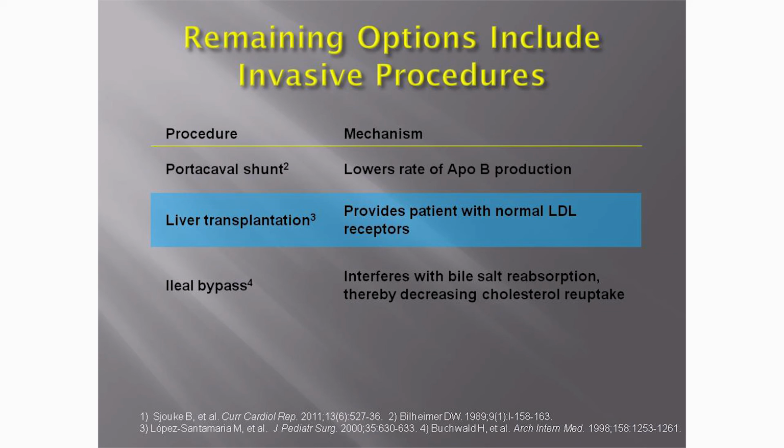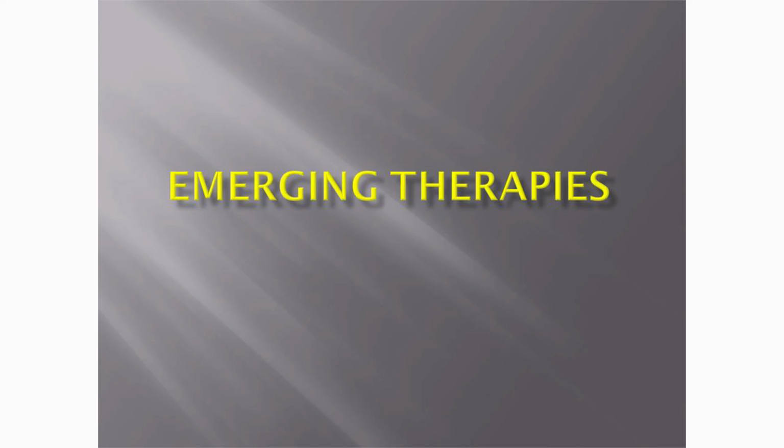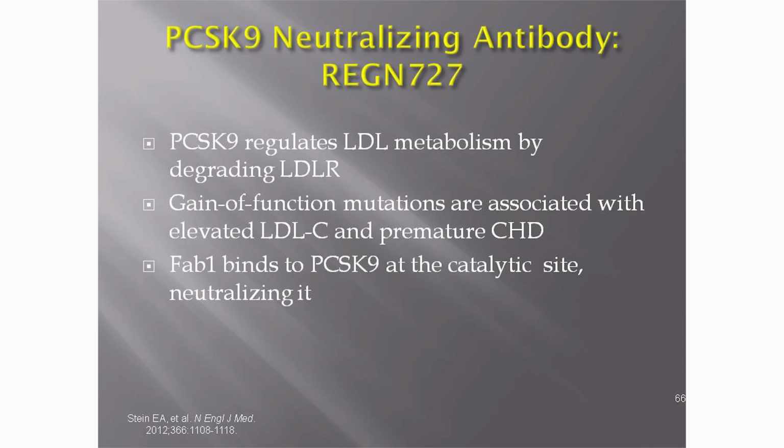The next slide shows a few remaining options, and really pretty much nobody's doing these things anymore. They're invasive procedures. Each one has its downside. They include portacaval shunts, liver transplant, and ileal bypass. Again, people just are not doing this anymore. In terms of the emerging therapies, the PCSK9 neutralizing antibodies are pretty topical, and we anticipate release of these drugs within the next couple of years.